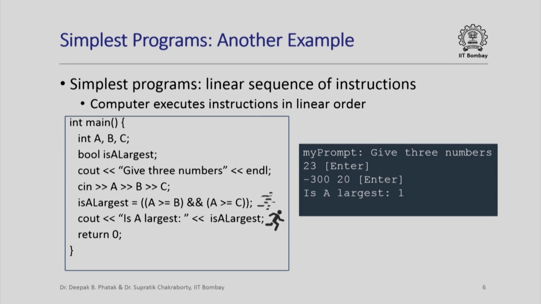After executing the statement, it executes the next output statement, and when the computer executes that, we get an output on the screen, "isALargest: " and then the value of isALargest. For the given values of A, B and C, A is indeed the largest, so this boolean variable gets set to true, and we have seen that when you are trying to output the value of a boolean variable that is true, you are going to get 1. And after the statement is executed, the computer executes return 0, control passes back to the operating system, and you get your prompt back on your computer screen.